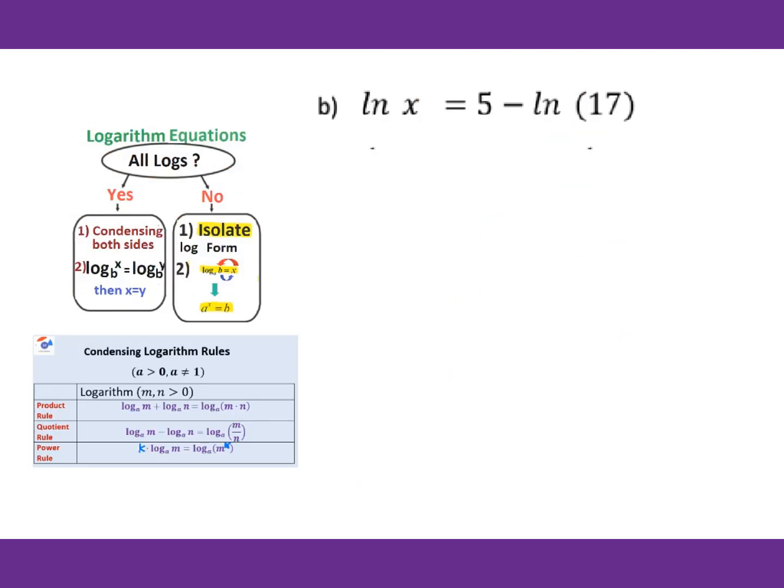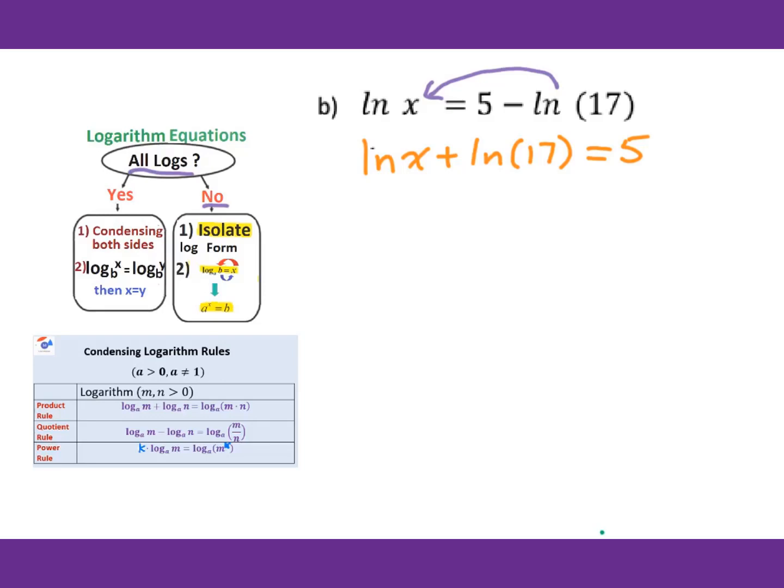For this logarithm equation, still we need to check: all logs? Yes. So isolate the log on one side. Move natural log of 17 to the left side. We get natural log of x plus natural log of 17 equals 5.